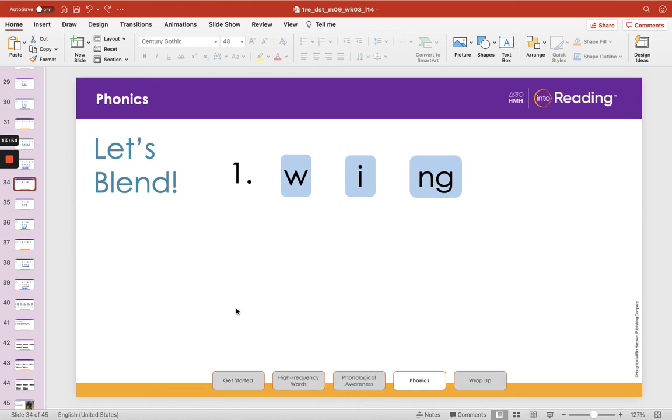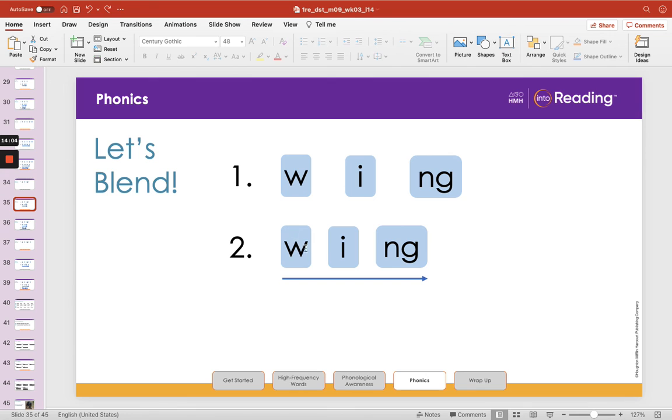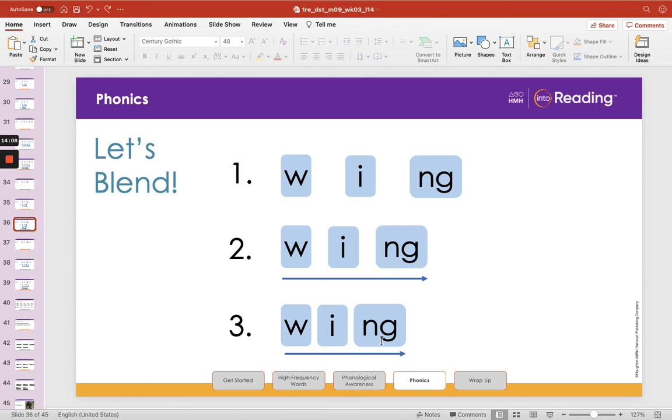So now let's look at this one. Say the letters and the sounds with me. W, I, N, G, ng. And in line 2, we can blend ing. And in line 3, we can completely read the word wing.